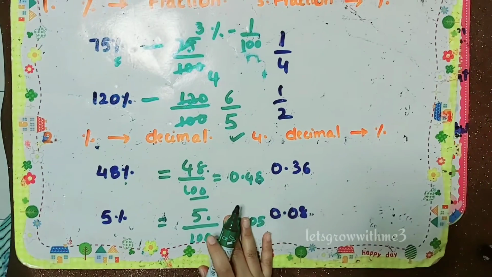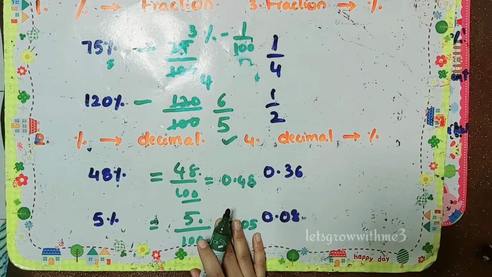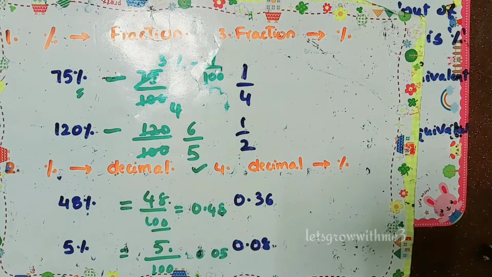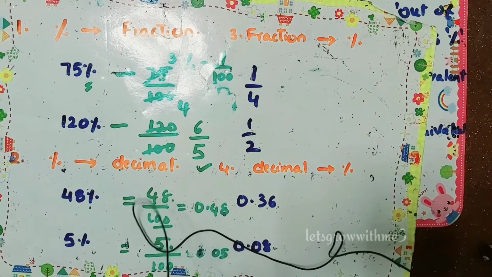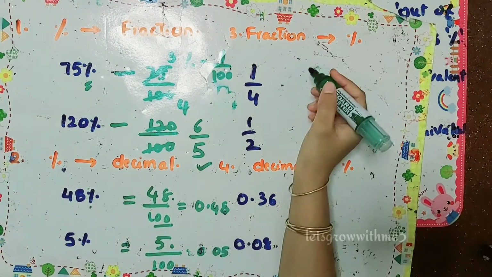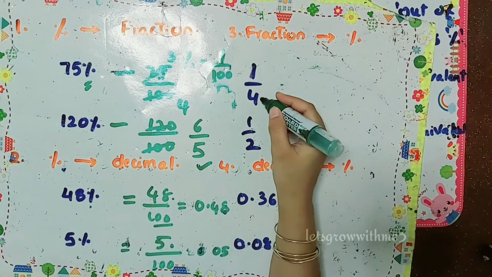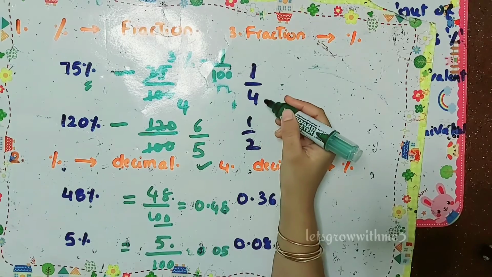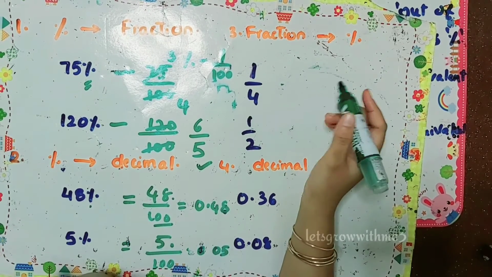That's how we will convert percentage to decimal. Okay, next we will see the vice versa combination, which is percentage to fraction, we are done. So now we will see fraction to percentage. So how can we convert this fraction to percentage?